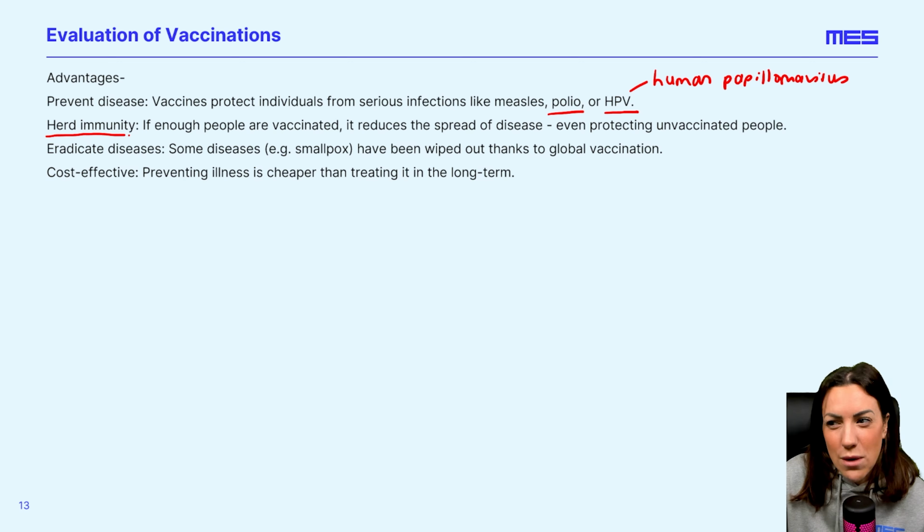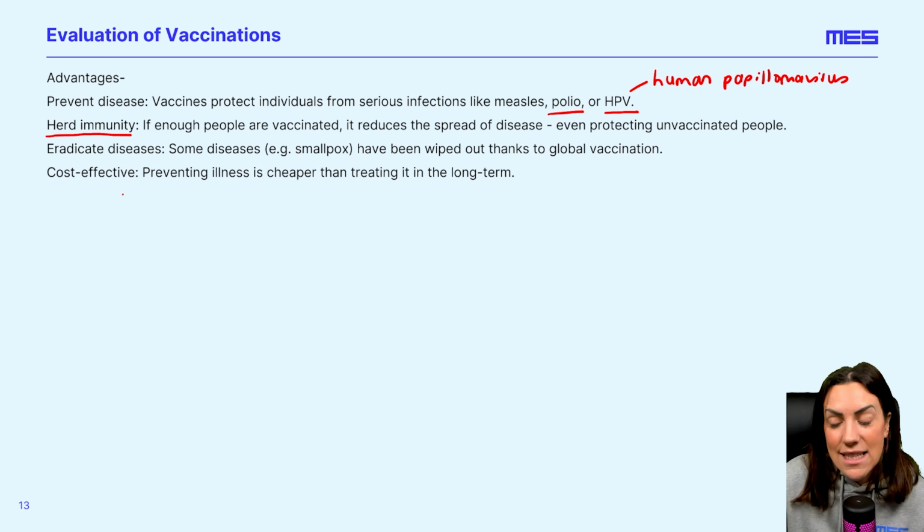Having vaccinations can also give herd immunity. This is basically where if enough people are vaccinated, so a large percentage of the population are vaccinated, it will reduce the spread of disease and even help to protect unvaccinated people, because so much of the population have been vaccinated. There's very few people that would ever be infected. So it's going to reduce the spread even to someone that is not vaccinated. As I said before, it can totally eradicate diseases. So some diseases like polio in the UK or smallpox have been wiped out completely.